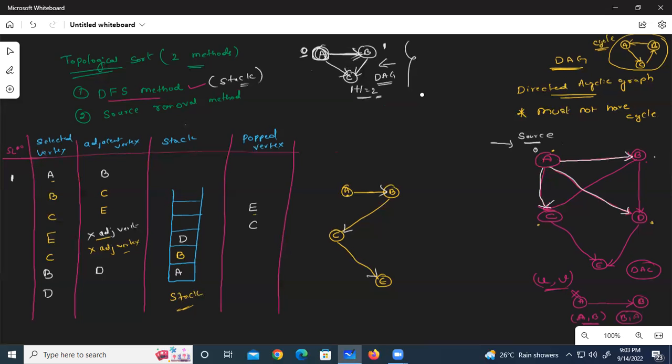Again, see here. From D, are there any adjacents? E is the adjacent, already visited. So E is already visited, so no need to worry here. D doesn't have any adjacent. No vertex is there. Now what am I going to do? I will pop the D also. So it will come here. Over.